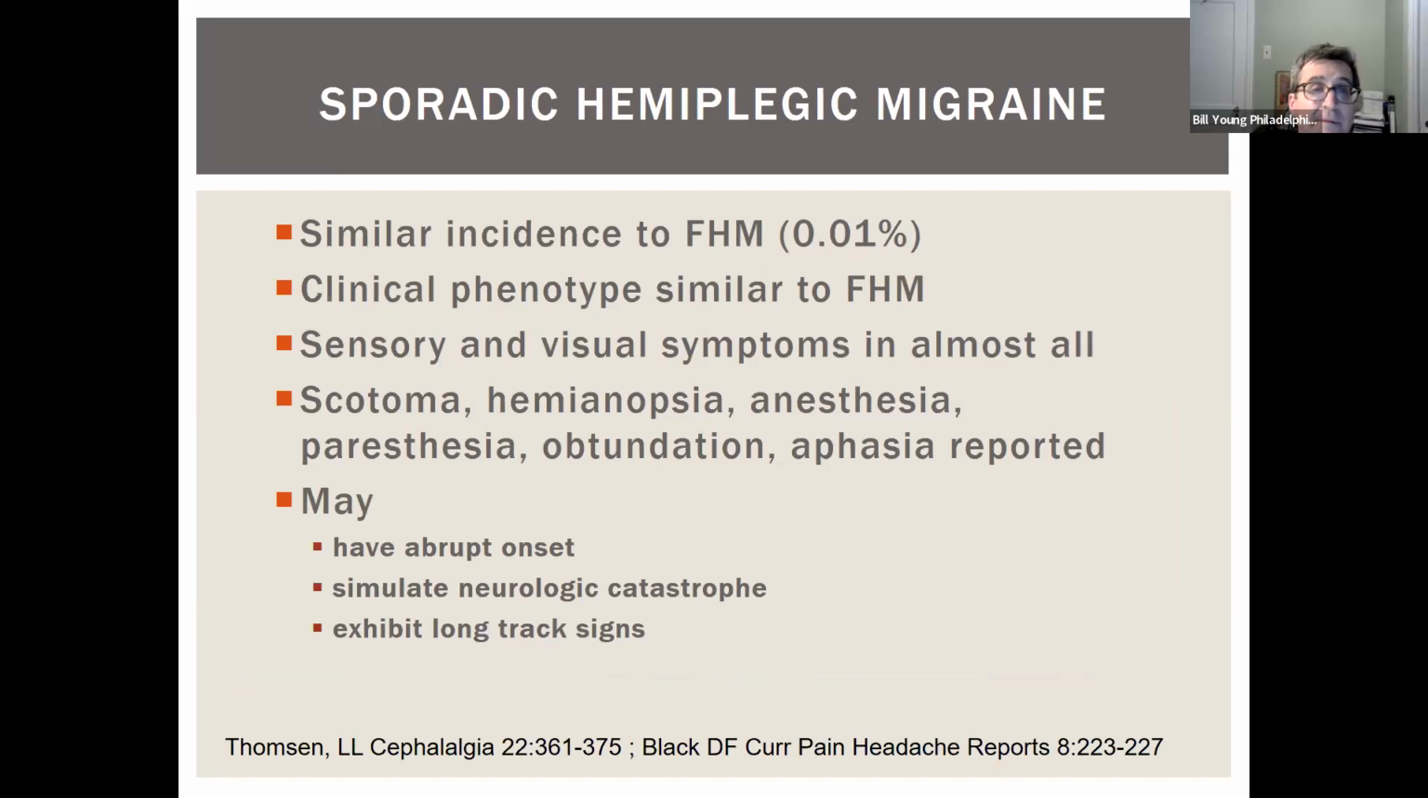Now, sporadic hemiplegic migraine is just like hemiplegic migraine, except there's no family history. Nobody else in the family has it. Like for non-hemiplegic migraine, you have to have some other symptom. It can be more abrupt. It can present like a stroke or coma, and the neurologic exam can be abnormal.